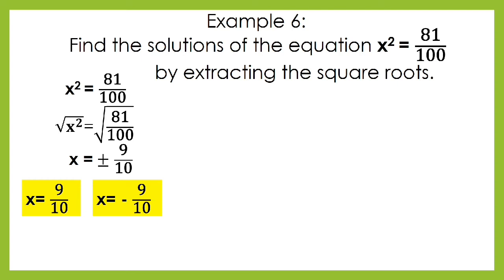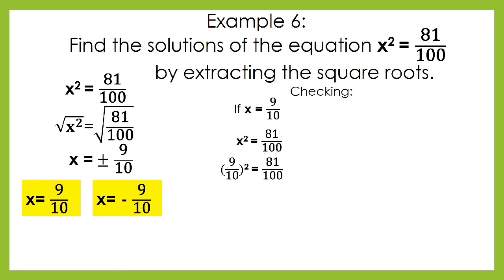Let us check if these are correct. First is 9 over 10. Substitute to the original equation. We now have x is 9 over 10. So, we have (9 over 10) squared equals 81 over 100. And then, simplify. 9 squared is 81. 10 squared is 100 equals 81 over 100. As you can see, they are equal. That is true.